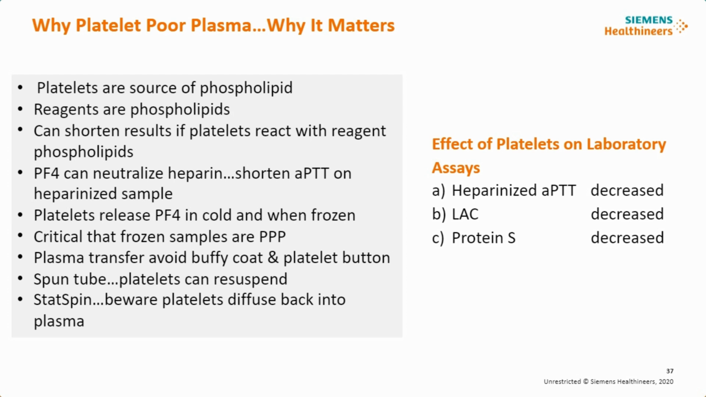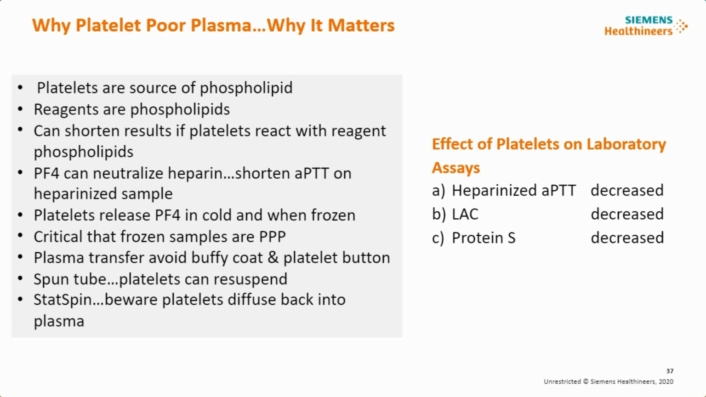So platelet factor 4 has been shown to neutralize heparin, right? So therefore, if you're using PTT to monitor heparin, unfractionated heparin in this case, it could shorten your PTT, resulting in either undercoagulation or within the normal range, even though the patient was essentially being over anticoagulated. So it's important to ensure good specimen and good platelet-poor plasma.